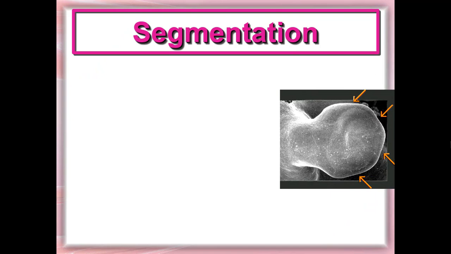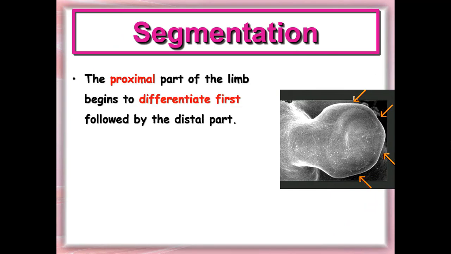Then what happens to the limb is what's called segmentation. You know that each limb in our body, either the upper or lower, is formed of segments. We have, for example, in the upper limb, the arm, the forearm, and the hand. Also in the lower limb we have the thigh region, the leg, and foot. So there is segmentation of the limb bud, and the first segment to differentiate is the proximal part of the limb. It begins to differentiate first, followed by its distal part.